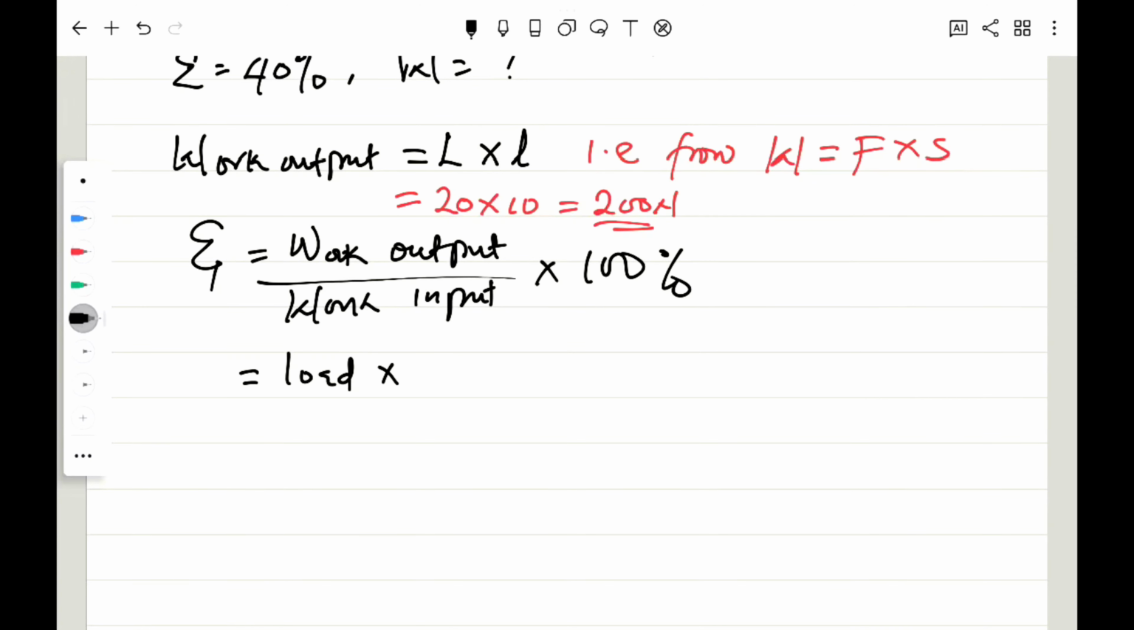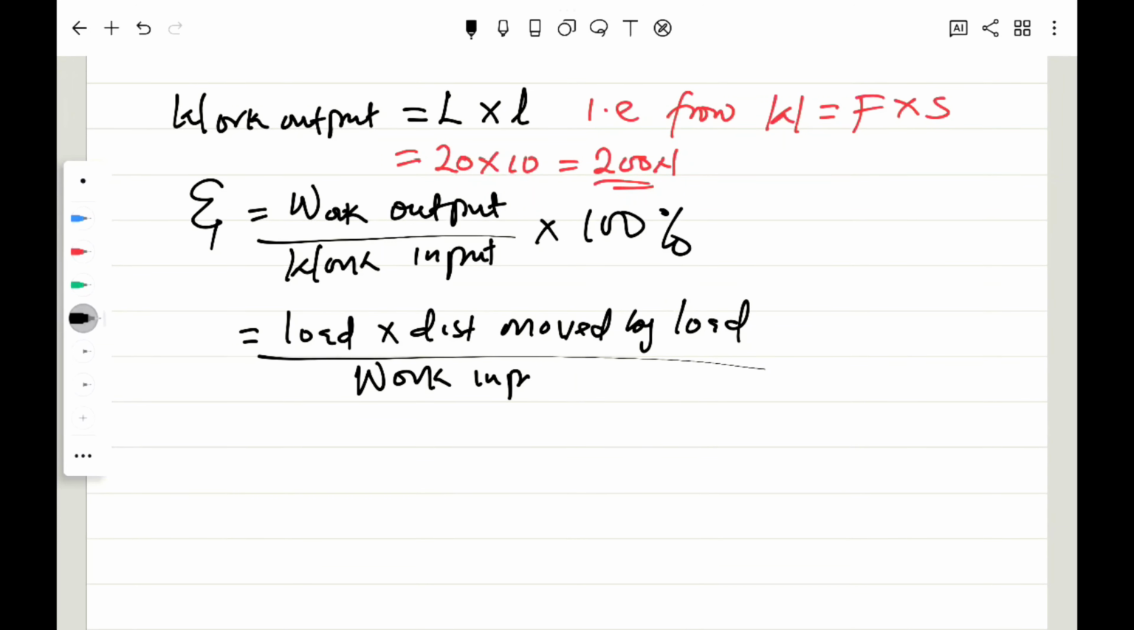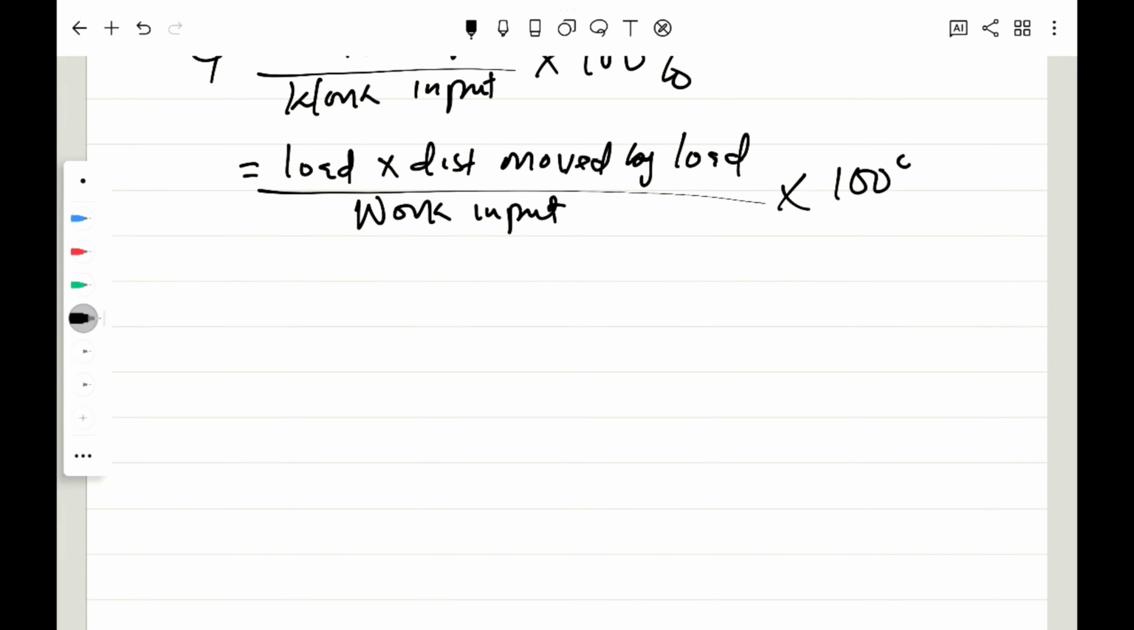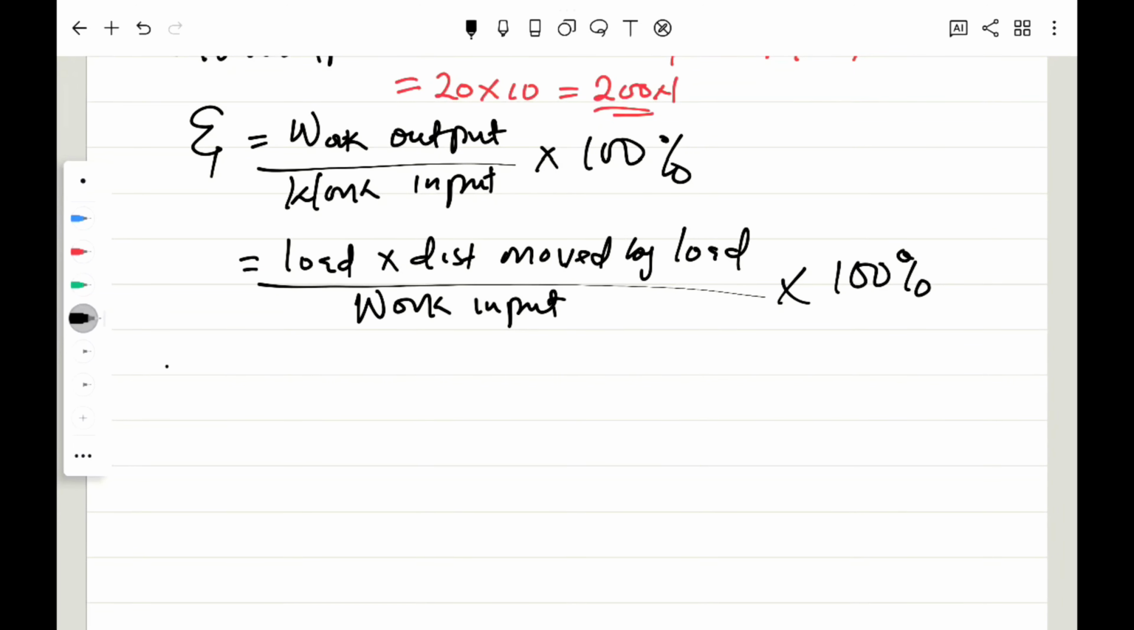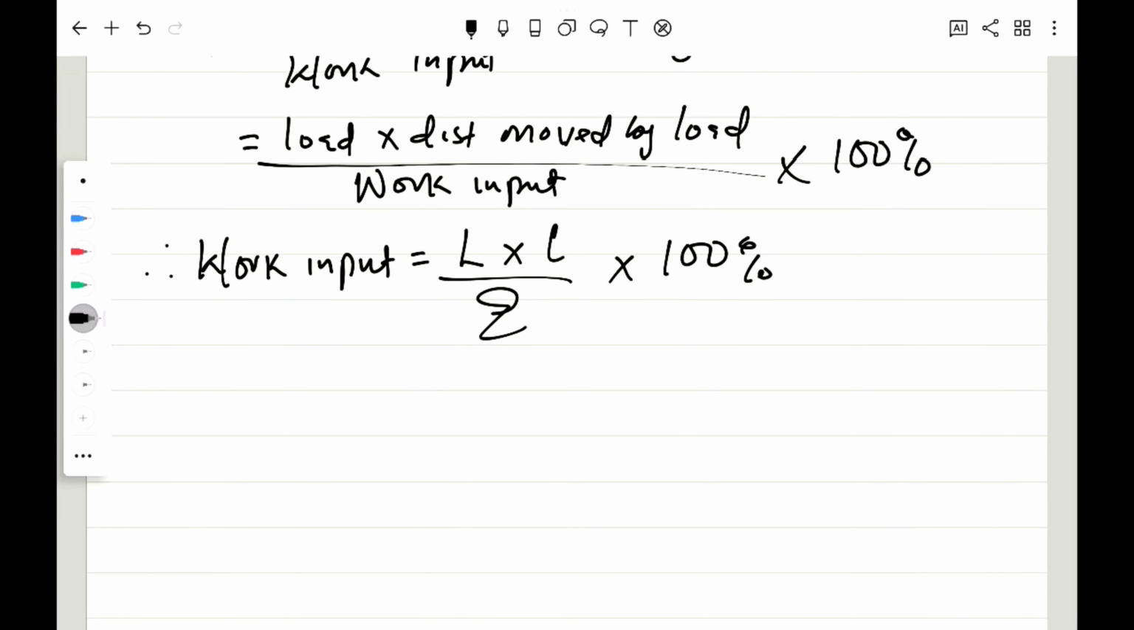So that our load times distance moved by load, divided by work input, multiplied by 100 is equal to efficiency. Is that clear? Remember, we are solving for work input. So work input is equal to, if you cross multiply, load times distance divided by efficiency multiplied by 100. By substitution, 20 times 10 multiplied by 100 all divided by our efficiency, which is given to be 40.